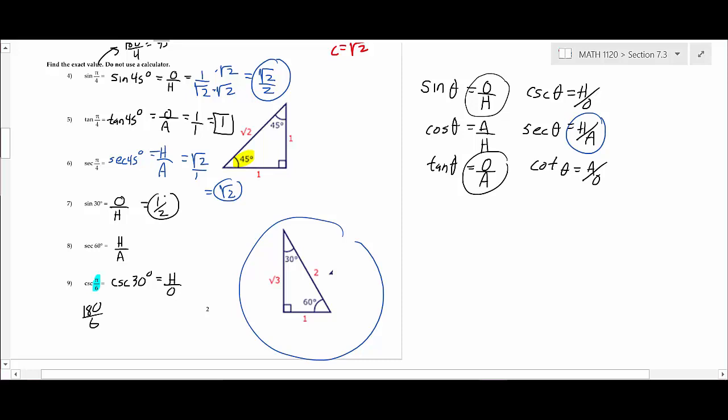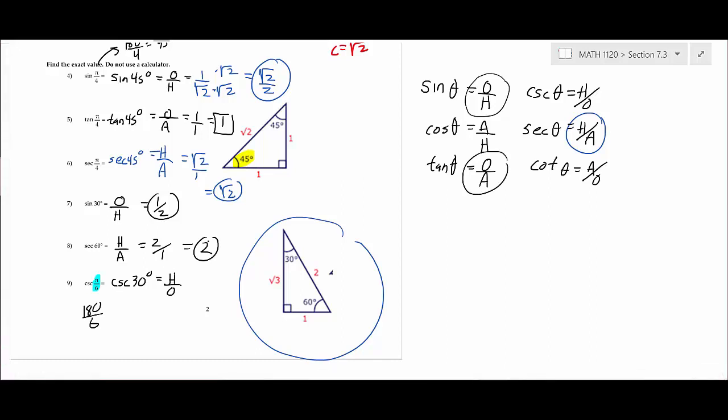Now if you go to 60 degrees, this is the secant of 60. So you do hypotenuse over adjacent. What do you have? 2 there. What's the adjacent? That one. That's opposite, adjacent, hypotenuse. So that's 2 over 1, which would give you 2. So that's the answer. And then the last one, you need to know that pi over 6 is 30 degrees because pi is 180. That's 30 degrees. So if you look at the 30-degree angle, a cosecant's hypotenuse over opposite.